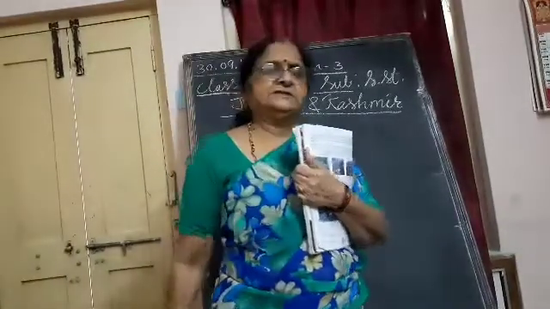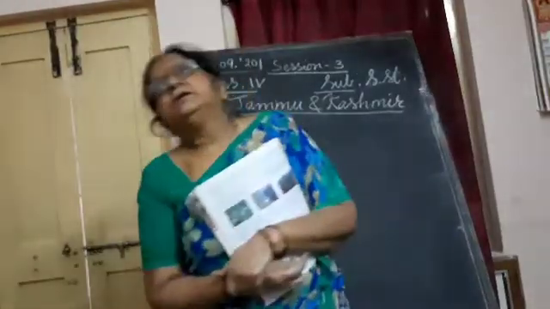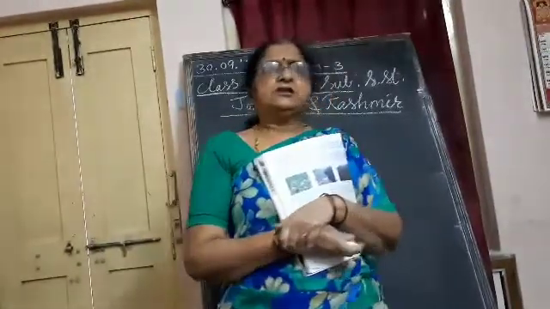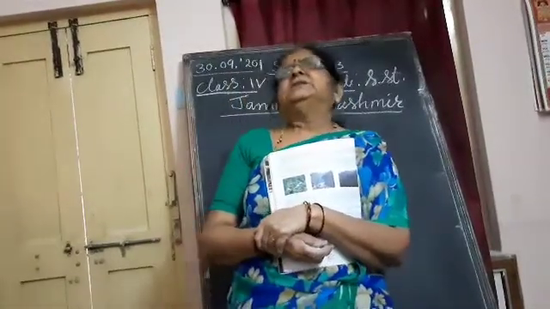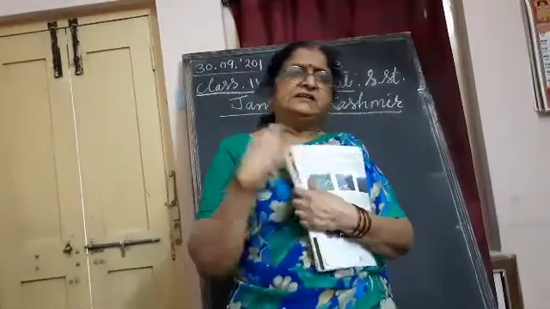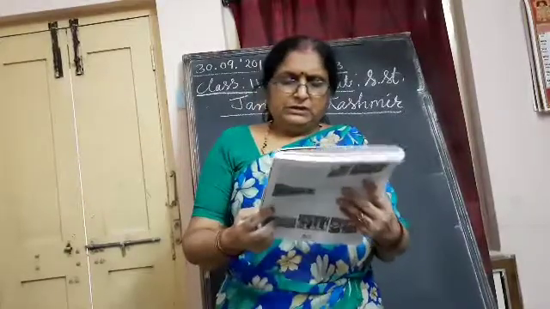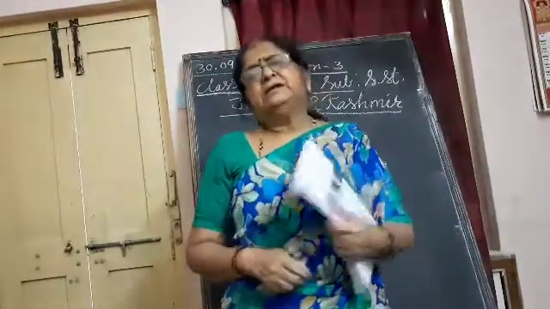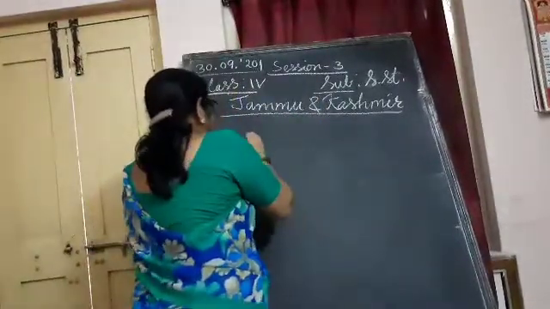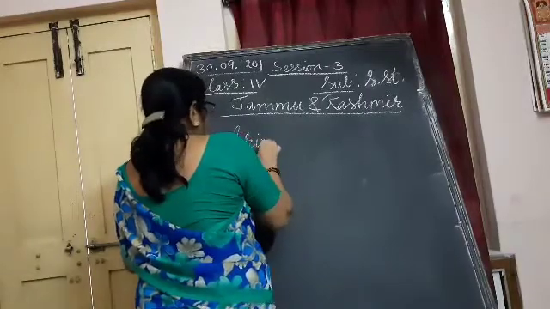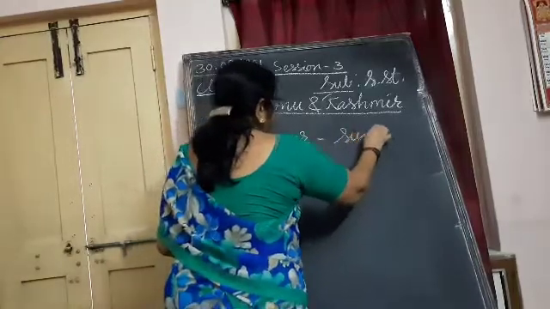It has two capitals, children. Every state has one. For example, Telangana has Hyderabad, Maharashtra has Mumbai, Karnataka has Bengaluru. Only one capital. But Jammu and Kashmir has two capitals. One winter capital, one summer capital. Srinagar is the summer capital of Jammu and Kashmir.